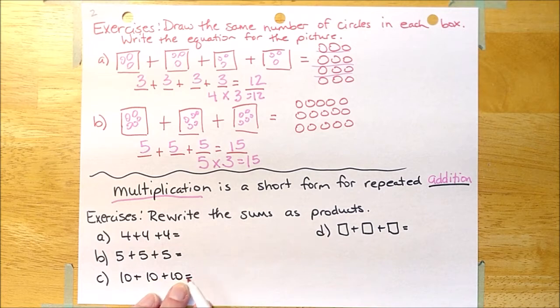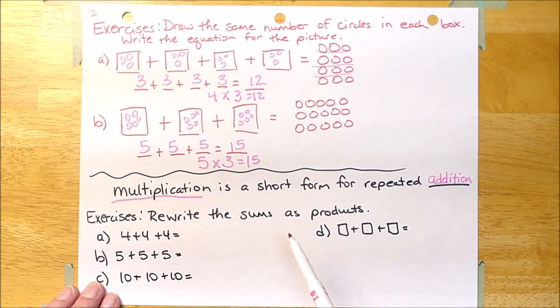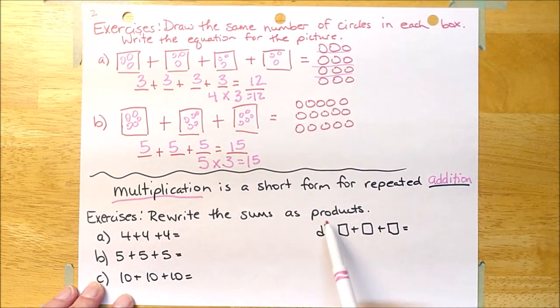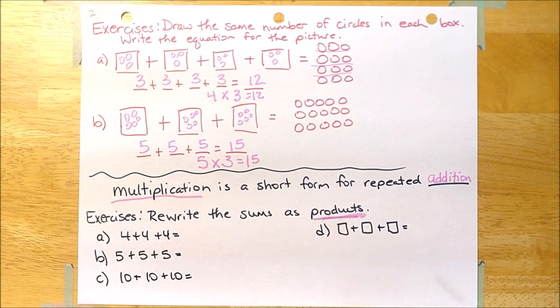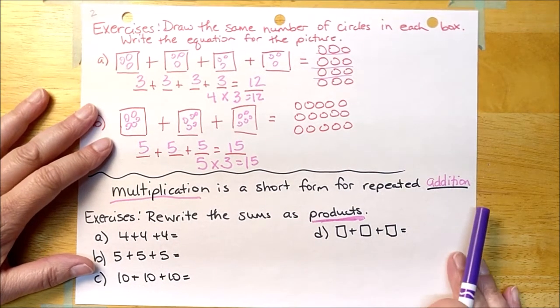So here you're going to rewrite the sums as products. This time you're not going to figure this out, you're going to be rewriting them as products. And products means you are going to be doing multiplication. So you're going to be making a multiplication problem. So pause and see if you can turn these all into multiplication problems.